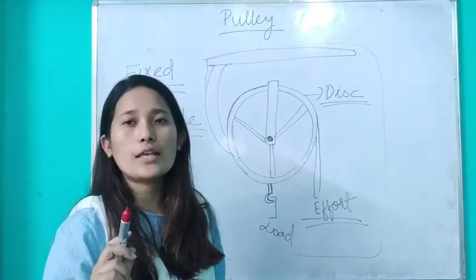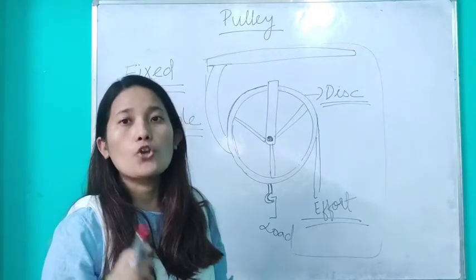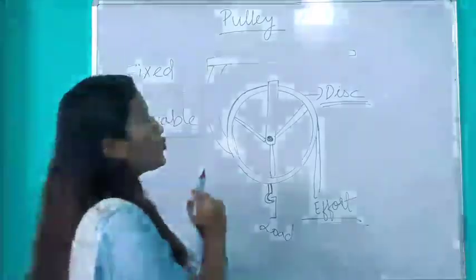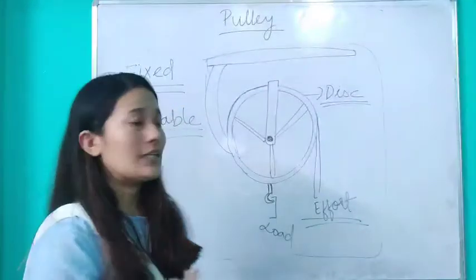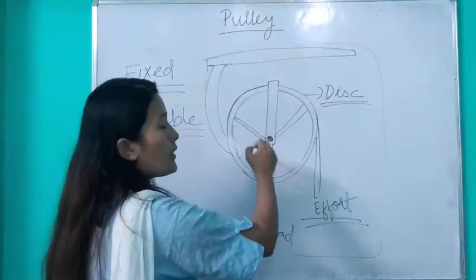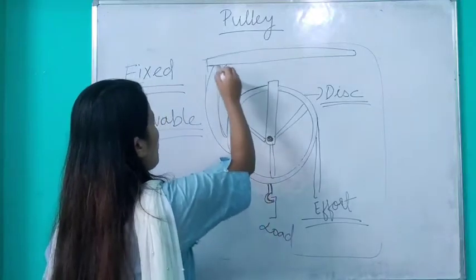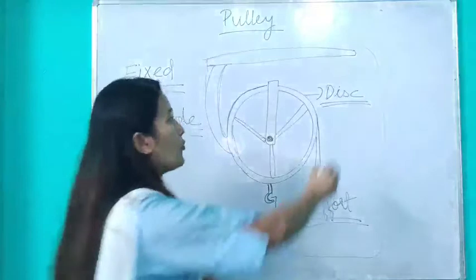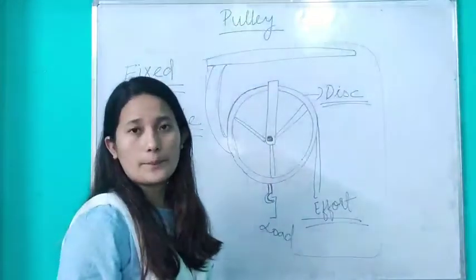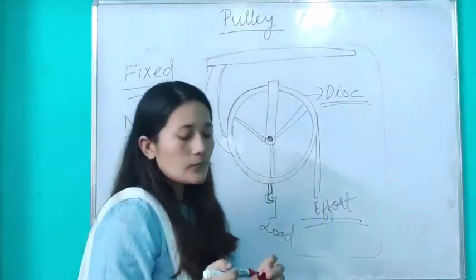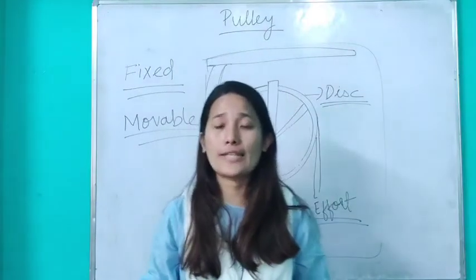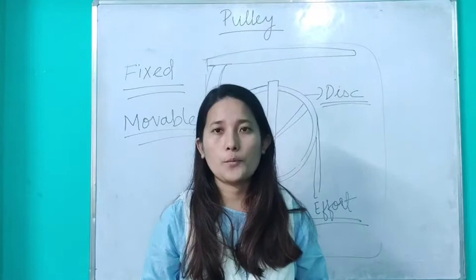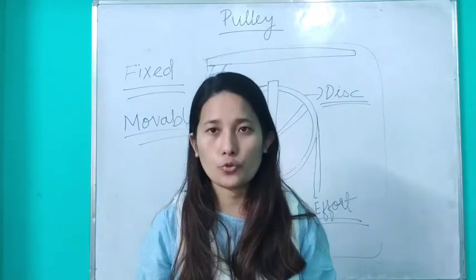In case of a fixed pulley system, your wheel was fixed to a support, and the rope was movable. But in case of a movable pulley system, one end of the rope is fixed to a support, another one is free, and your wheel is movable. So that's all about the single movable and fixed pulley systems. You should know the difference between the two.